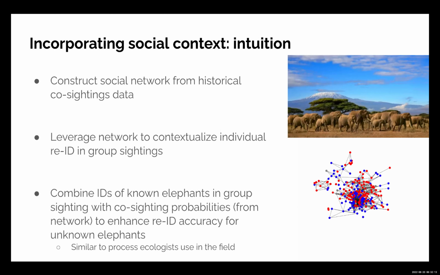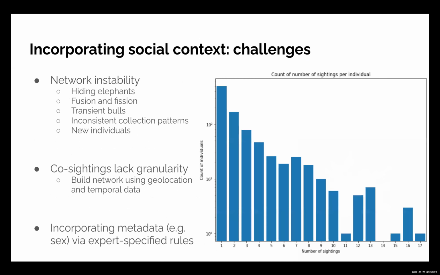And this fun graph shows over time how the social network of elephants grew as we collected more and more sightings. And this is a great idea, but there are actually a lot of challenges. Part of it is that if you look at the number of sightings per individual, you can see that the vast majority of individuals in our database have only been seen once. Now, once you see an individual one time in a group, we think that already should be informative in terms of this social network. But if you've never seen an individual before, it's not going to do anything for you.